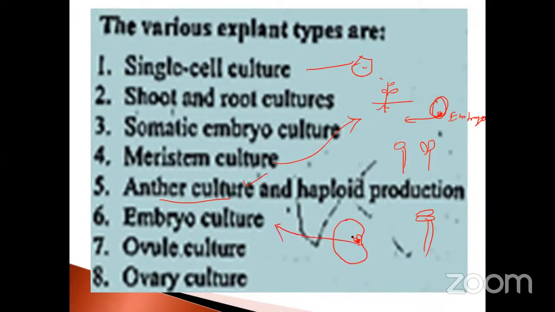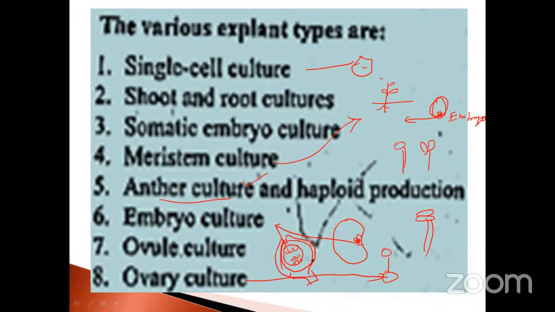Ovule culture: this is considered an ovule. What is the meaning of ovule? See here, this is the ovary, isn't it? The ovule structure looks like this. This is ovary culture. Ovule means, take an example, inside there is a female reproductive organ. There are eight nucleated cells present in it, completely covered with this.